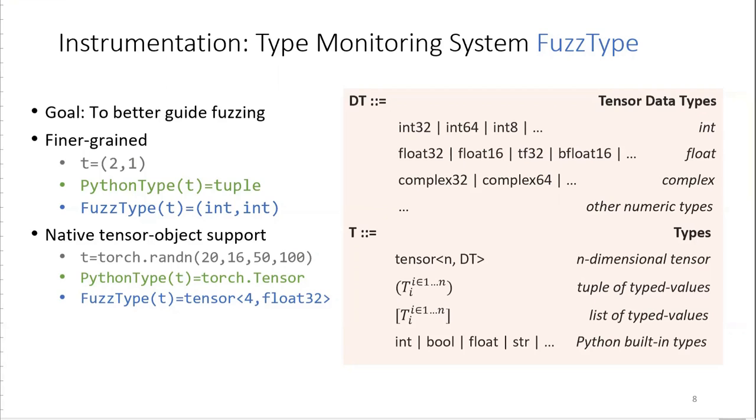For tensor objects, in this example, Python only informs us that this is a torch tensor object, while FuzzType will record that this is a 4-dimensional tensor with float32 as its data type. With such finer-grained information, FreeFuzz can better conduct fuzzing in the later stage.